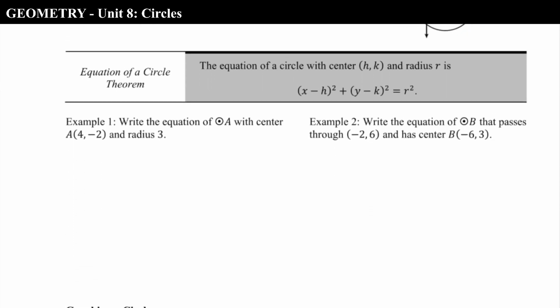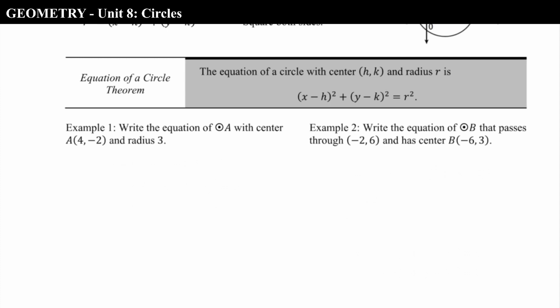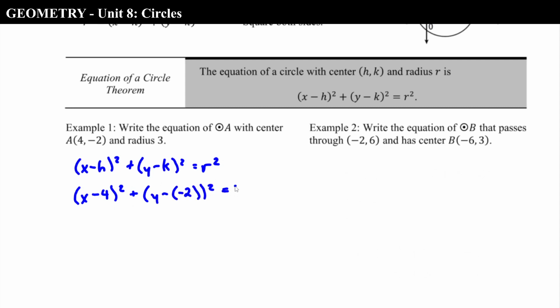So let's do a couple of examples. In example 1, we want to write the equation of circle A with a center at (4, -2) and a radius of 3. This is as simple as just plugging things in. The equation of a circle, start with that. Our (h, k) is (4, -2), so for h we're going to put in 4, and for k we're going to put in -2, so we're just plugging things in. Our radius is 3, and then from here we're just cleaning up.